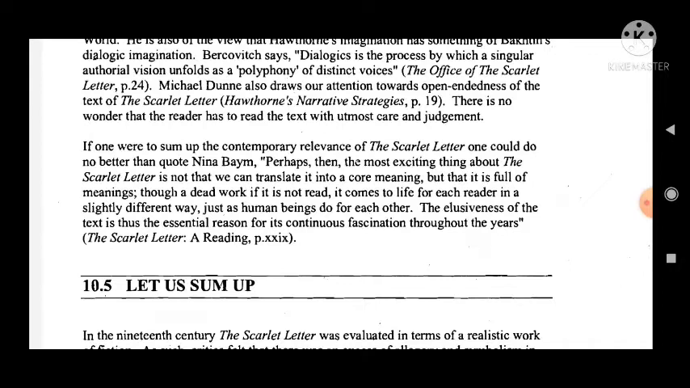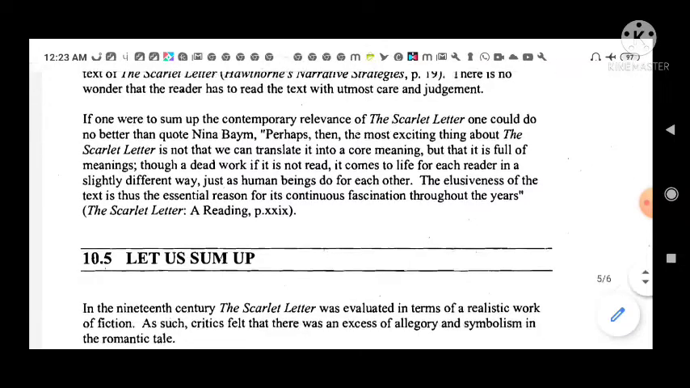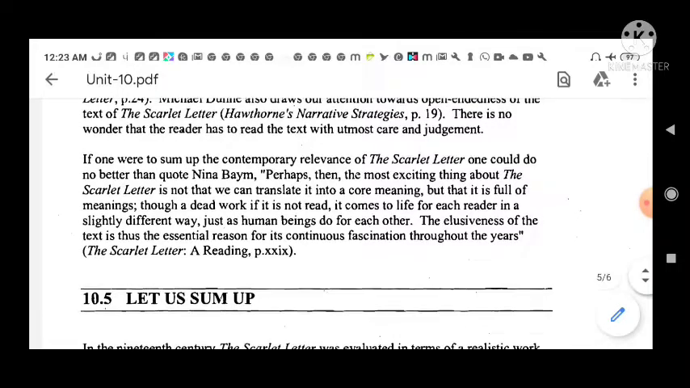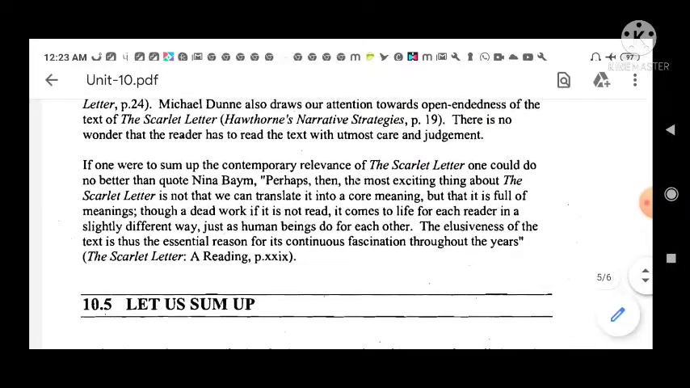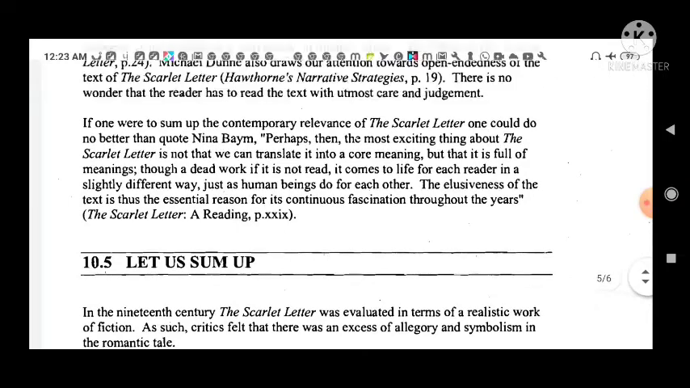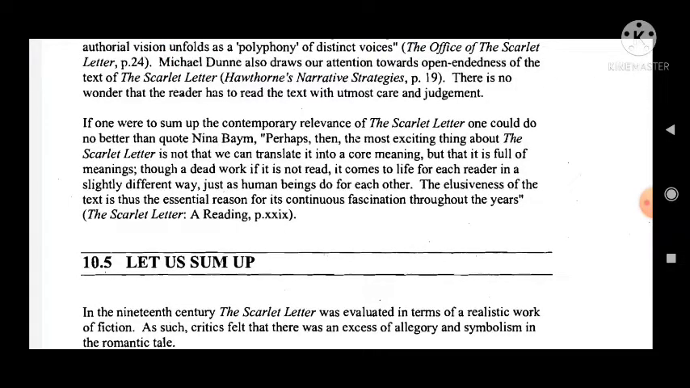Michael Dunne also draws our attention towards the open-endedness of the text of The Scarlet Letter. Hawthorne's Narrative Strategies, page 19. There is no wonder that the reader has to read the text with utmost care and judgment. If one were to sum up the contemporary relevance of The Scarlet Letter, one could do no better than quote Nina Baym: Perhaps then the most exciting thing about The Scarlet Letter is not that we can translate it into a core meaning, but that it is full of meanings.